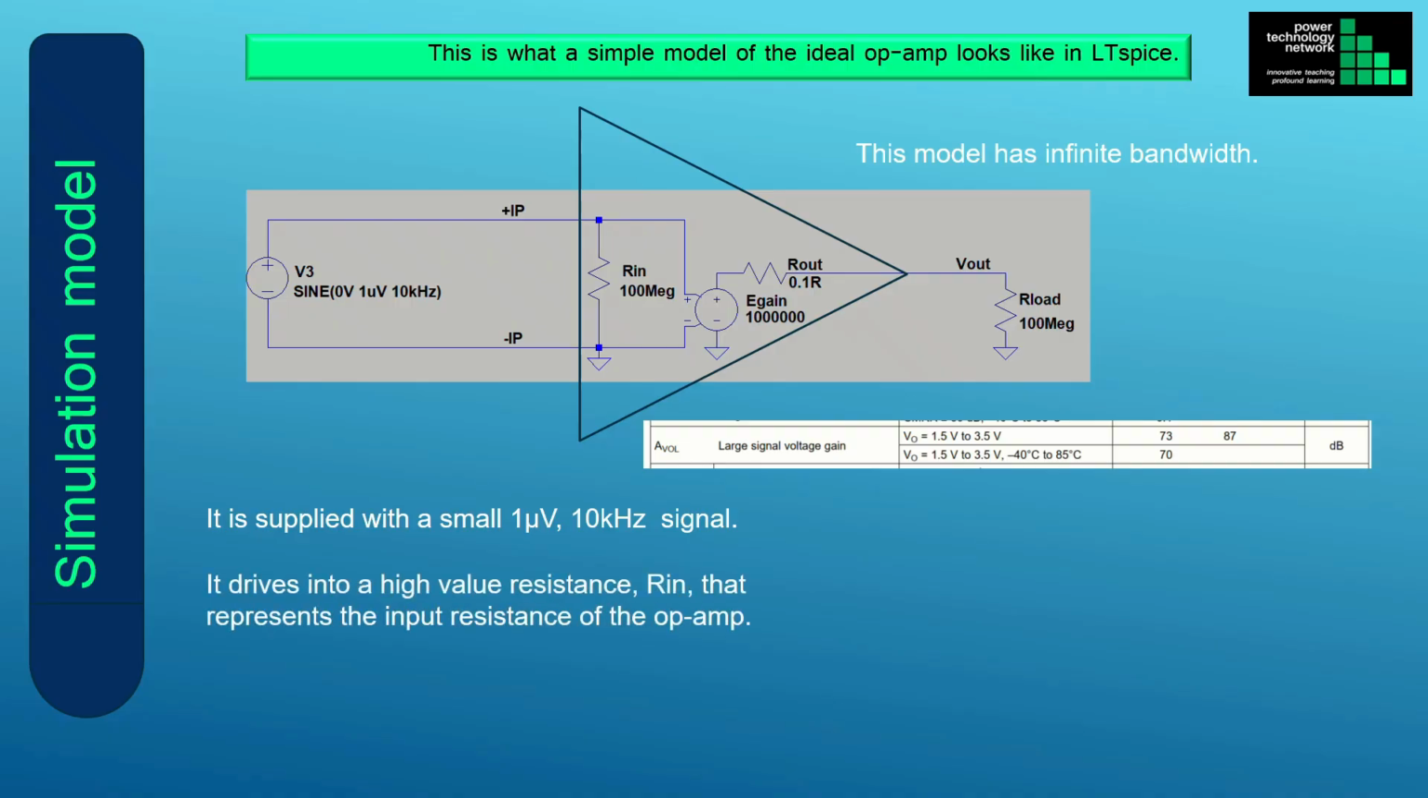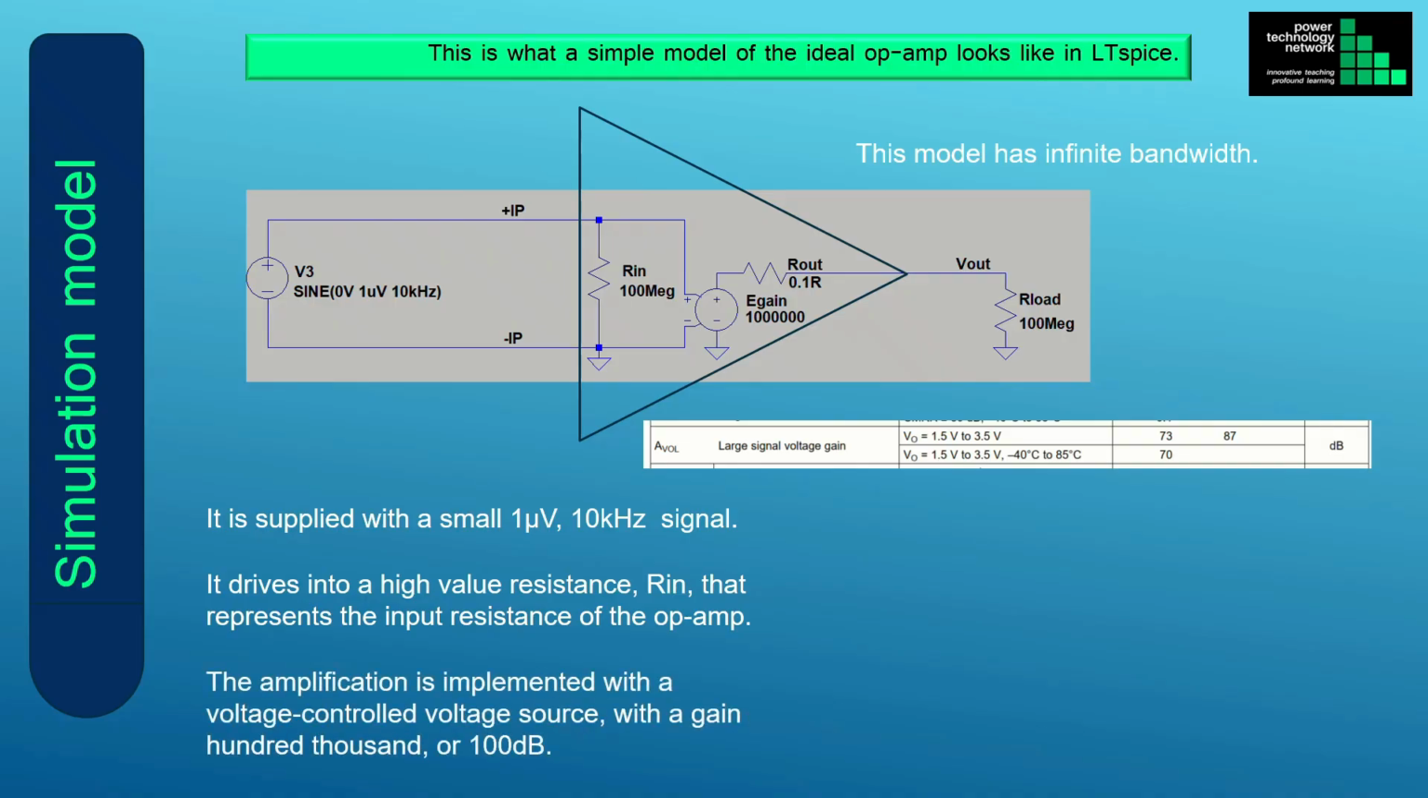This signal drives into an input impedance of 100 megaohm. This is the input resistance of the op-amp. But, unlike the ideal op-amp, it is high but not infinite. This means the input voltage is not 0 and the input current is also not 0. Both are extremely small values, but not 0. In this example, the input current is in the picoamp range.